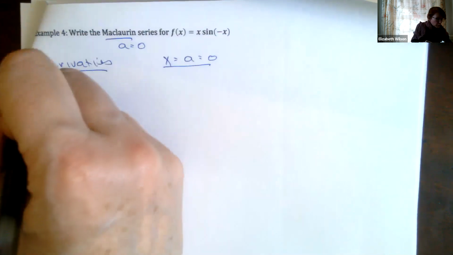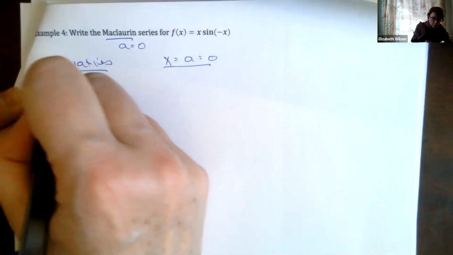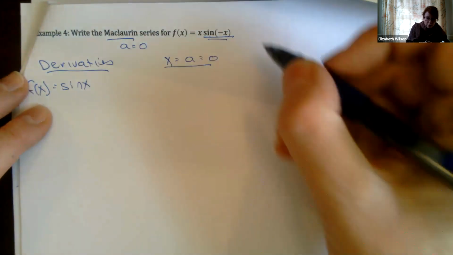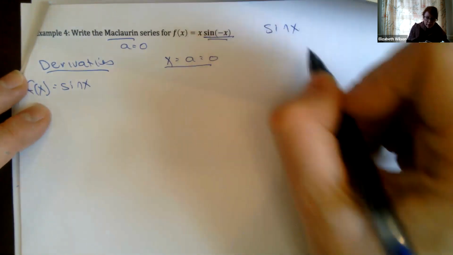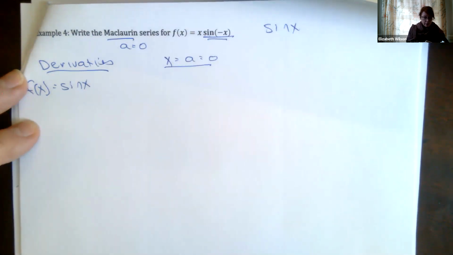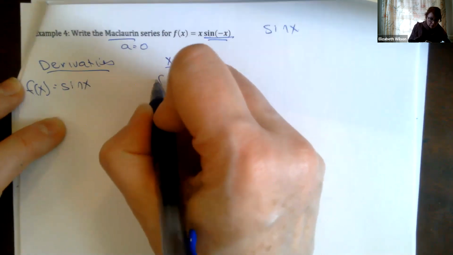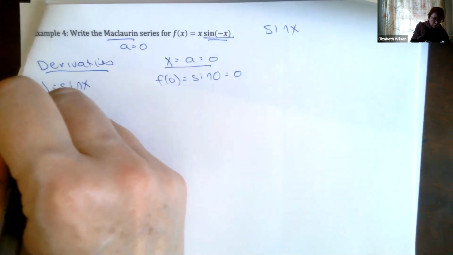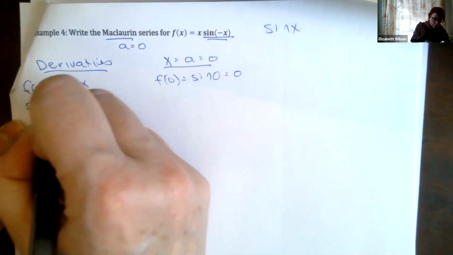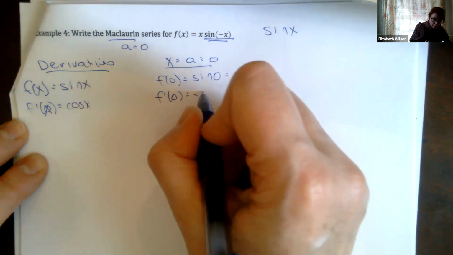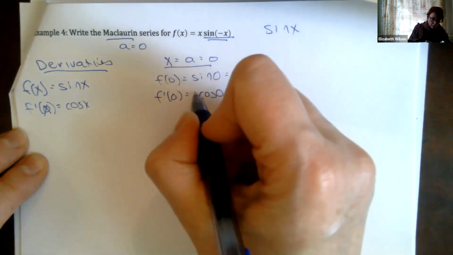So I'm going to go through this more quickly. F of x equals sine of x, right? So this is my basic function: I'm going to do sine of x first, and then I'm going to substitute in minus x. Then I'm going to multiply everything by an x at the end. So f of 0, sorry, I'm getting ahead of myself. 1.